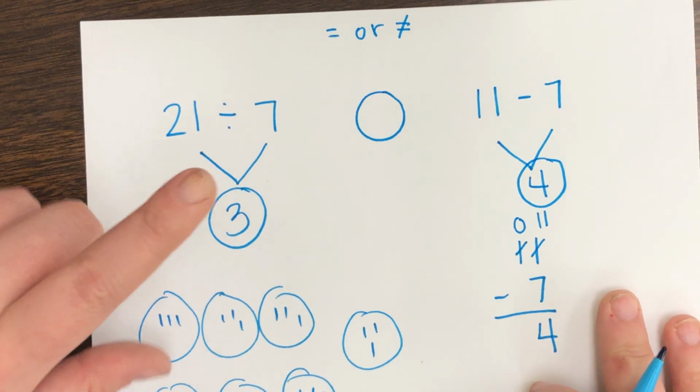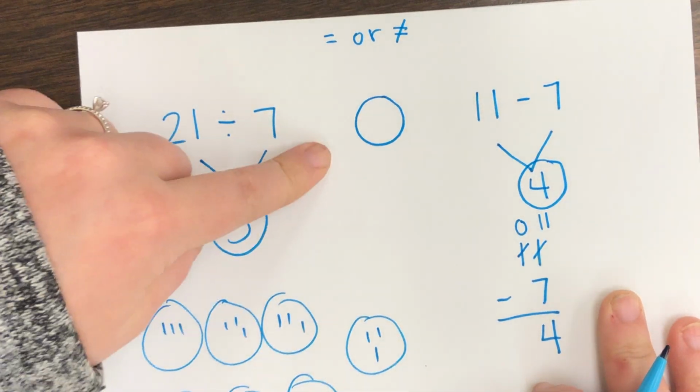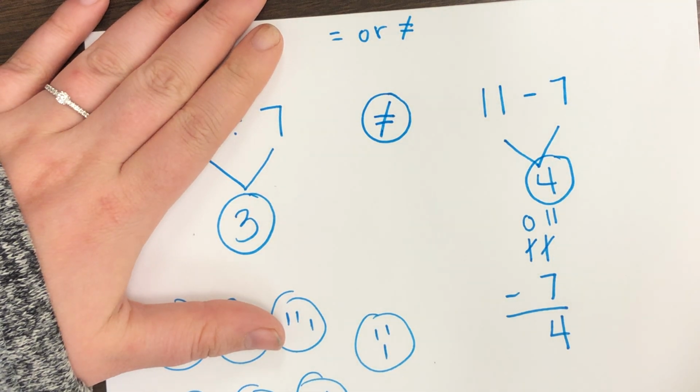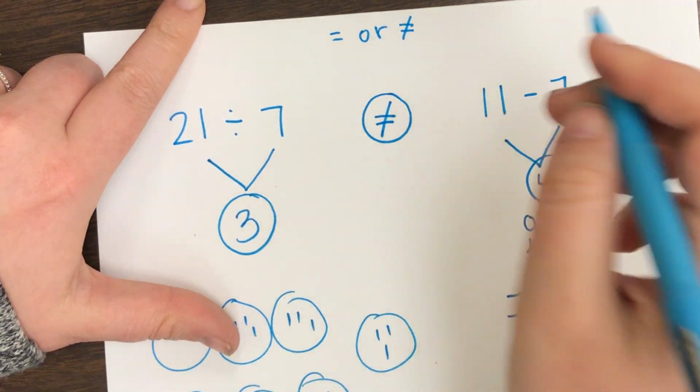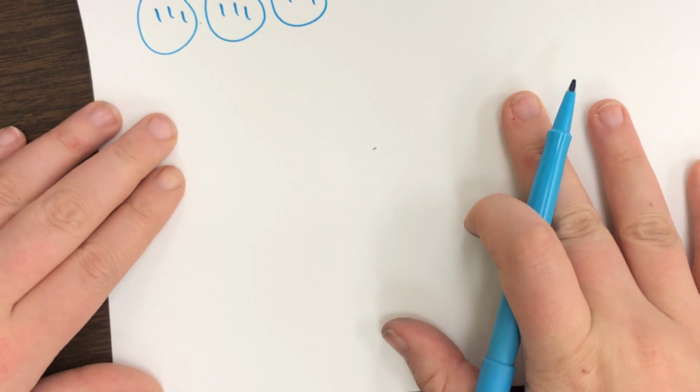So we have a not equal problem because this side is 3, this side is 4. So this problem here is going to get a not equal sign. Okay, and that is an equal sign with just a line through it. You don't have to have the circle around it. All right, let's try another problem.